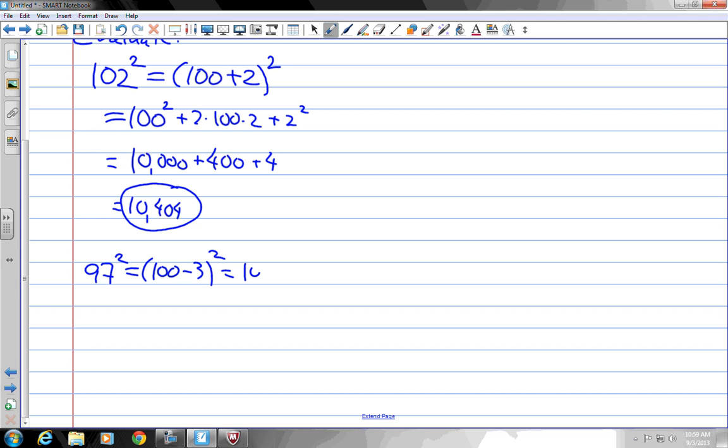And then you'll do the same thing. You'll go, okay, 100 squared minus 2 times 100 times 3 plus 3 squared. Right? So it is 10,000 minus 600 plus 9. And how much is that? 10,000 minus 600? 9,409. Yeah.